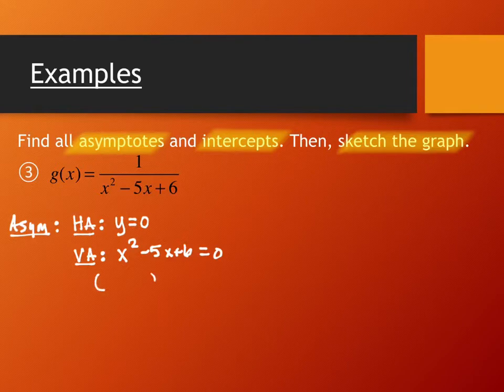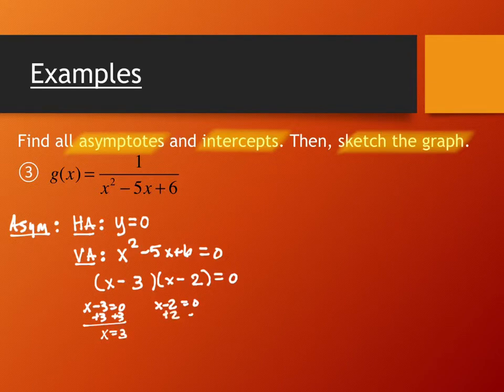So if possible, and most of the time that's the kinds we work with, we factor. So x and x. The positive 6 at the end tells me that my signs are the same. The -5 in the middle says they're both negative. I need 2 numbers that multiply to 6 and add to -5. -3 and -2, you bet. So I'll set each one equal to 0 and solve. So x equals 3 is one of my vertical asymptotes, and x equals 2 is another one.